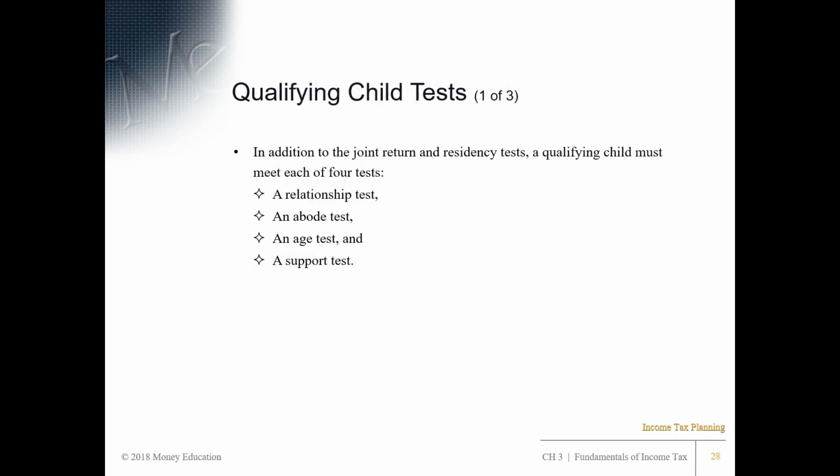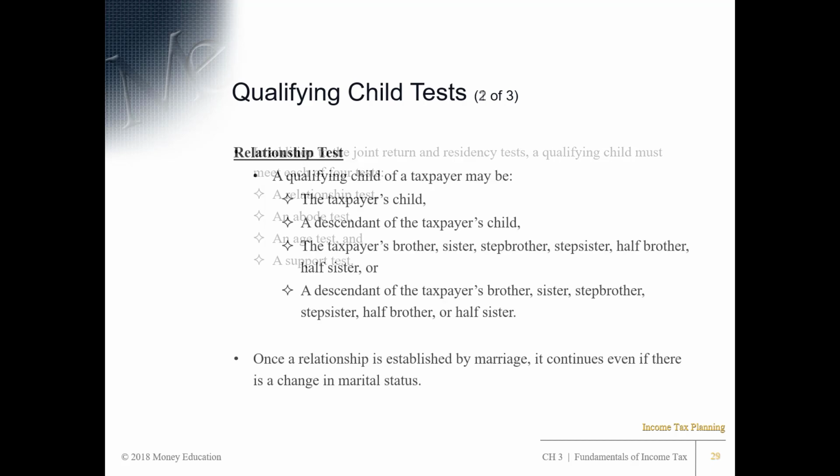A qualifying child test, one of three. In addition to the joint return test and the citizenship test, a qualifying child must meet each of four tests. They must meet the relationship test, the abode test, the age test, and the support test. So let's talk about the relationship test. A qualifying child of a taxpayer may be the taxpayer's child, a descendant of the child.